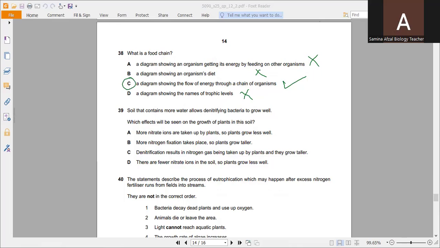Question number 39. Soil that contains more water allows denitrifying bacteria to grow well. Which effects will be seen on the growth of plants in the soil? More nitrate ions are taken up by the plants, so plants grow less well. Denitrifying is the breakdown of nitrate ions. So more nitrate ions are taken up by plants, so plants grow less well. Not a correct option.